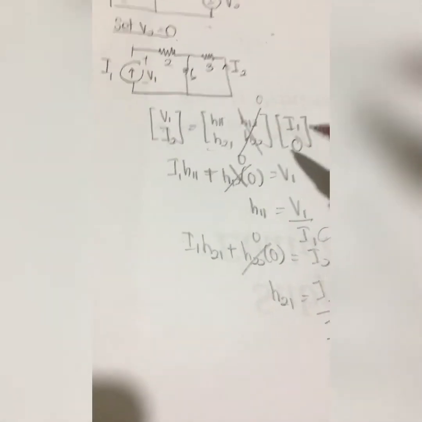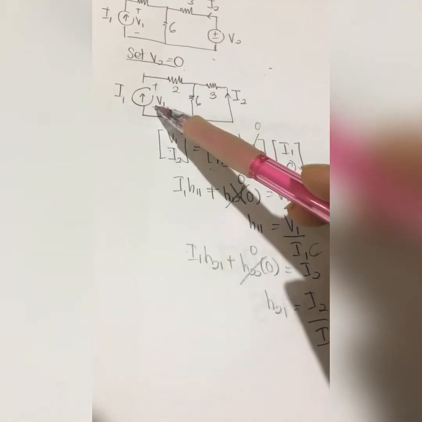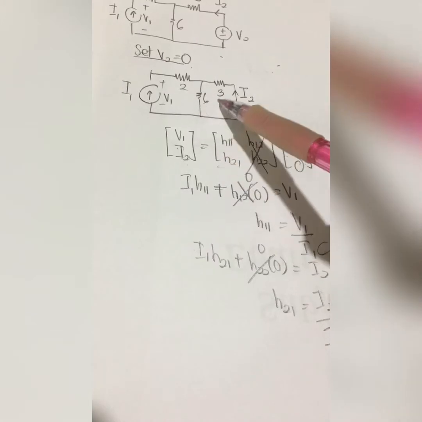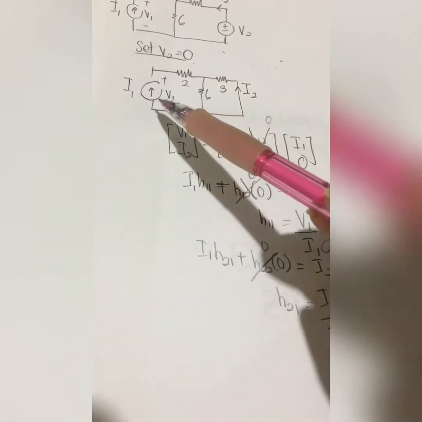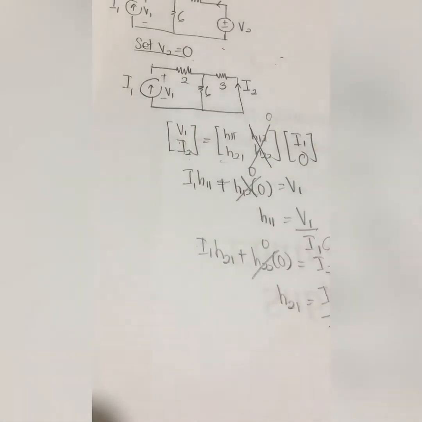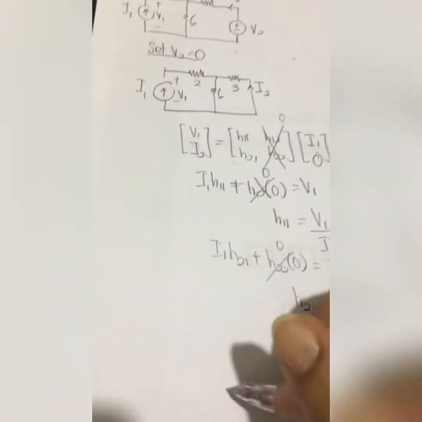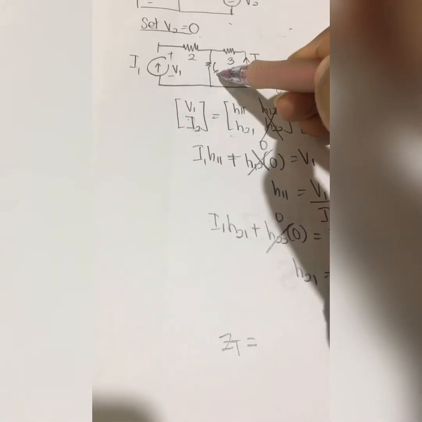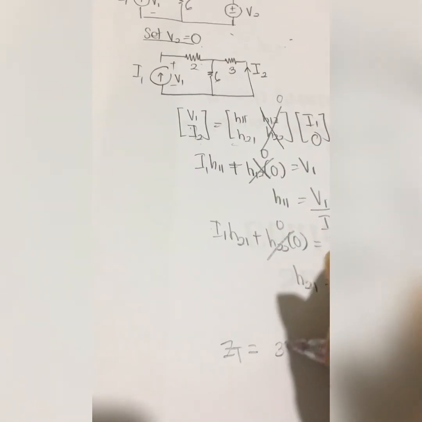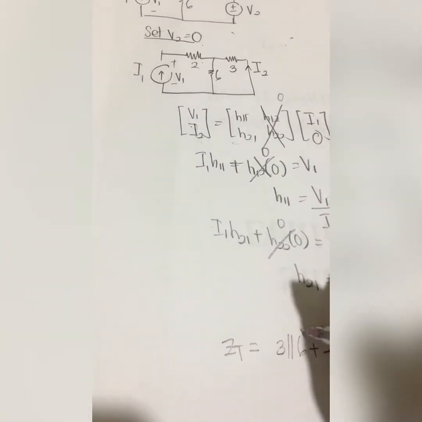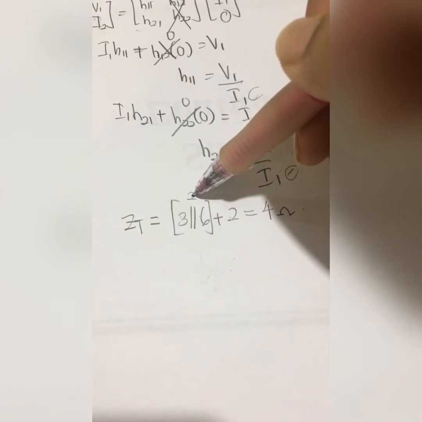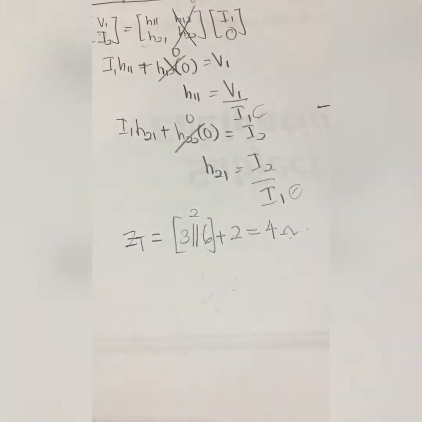So to calculate V1 in terms of I1, so V1 is here and I1 is here. We need to calculate what is the total Z of this circuit to calculate what is V1 in terms of I1. So for this case, the Z total will be from this side. 3 will be parallel with 6 and then plus with 2. 3 parallel with 6 we will get 2 and then plus with 2. So the answer will be 4 ohm.